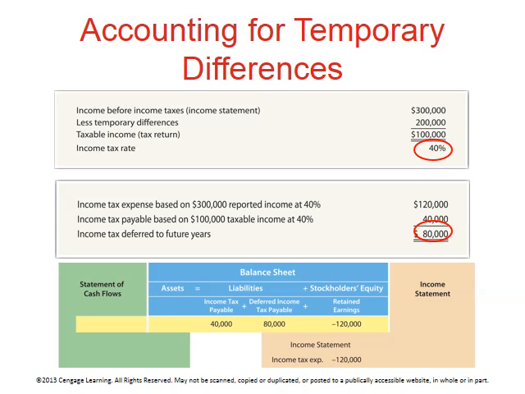So to record this, we create our income tax payable account for $40,000. And the $40,000 is our taxable income per our tax return that we're actually going to pay times 40%. We're going to create another liability called deferred income tax payable, which is our $80,000. The difference between the $300,000 at 40% and the $100,000 at 40%. And then on our income statement, we're going to show income tax expense, which reduces retained earnings.